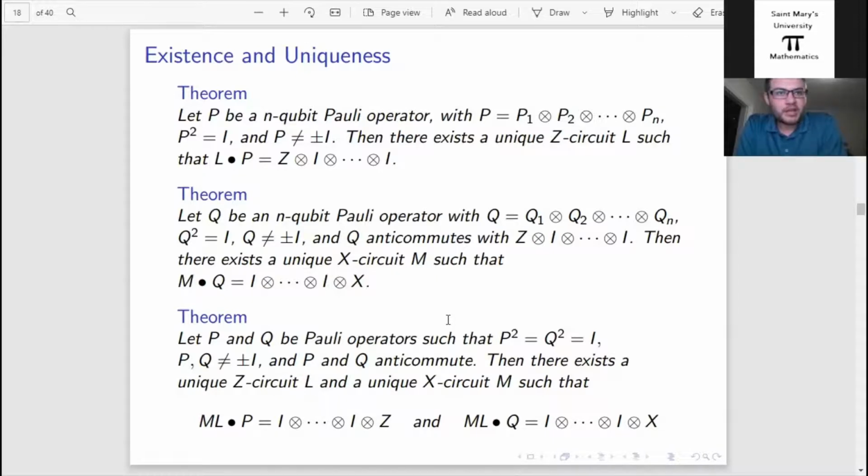So let P and Q. Then the final one is that these X circuits and these Z circuits work together. Namely, the Z circuit is able to do its job on P, and the M circuit does not affect that, and the M circuit is able to do its job on Q, and the L circuit doesn't affect that. Well, when I say doesn't affect it, I mean on the right-hand side, with M L conjugating Q, we receive exactly I tensor X, right? But in M L, L will push the Z. When we apply L to P, we'll arrive at Z tensor I. But the M will then push the Z all the way down. It turns out M circuits push X's down and Z's down.